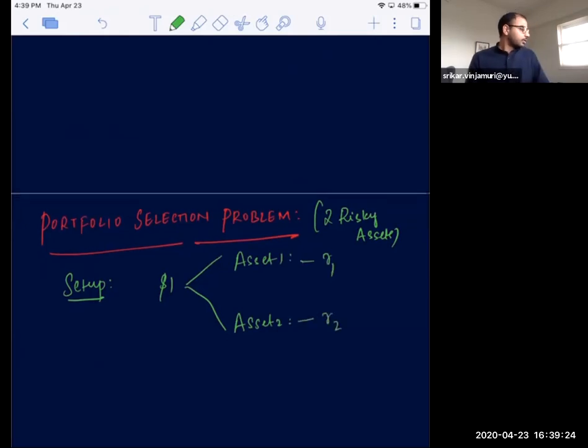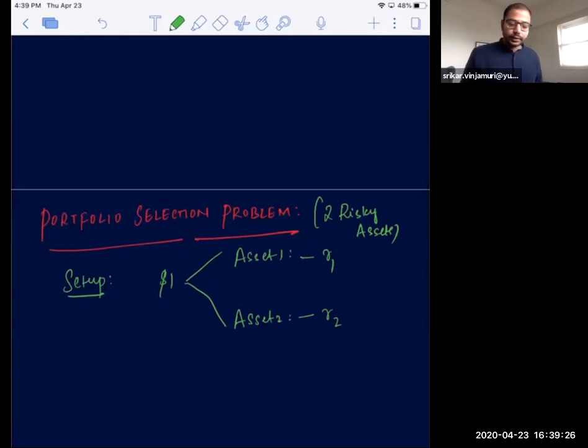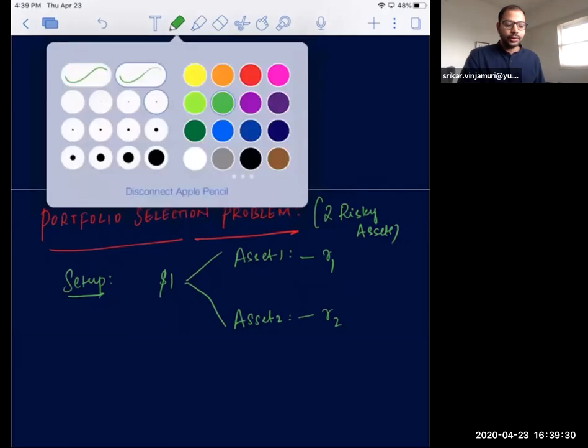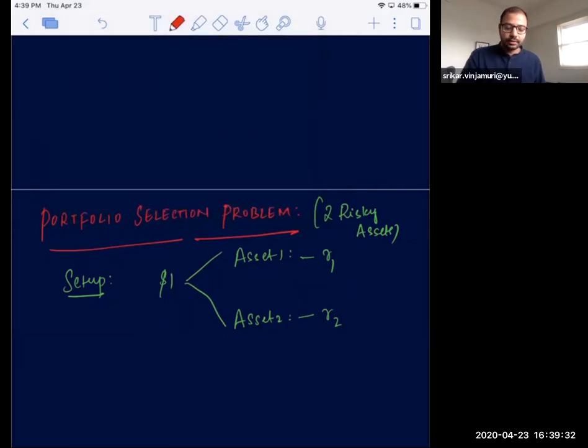So that's the basic setup. If I think about R1, it's risky because R1 is going to be a random variable.